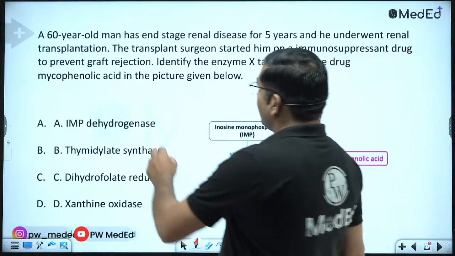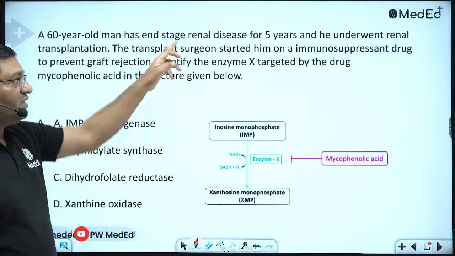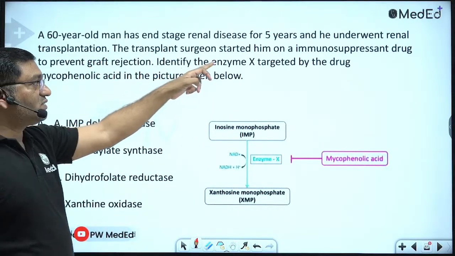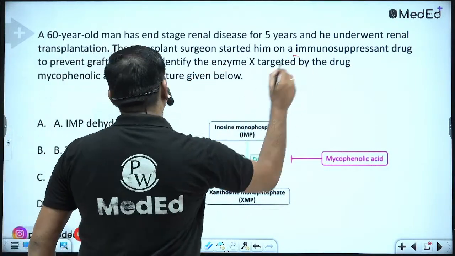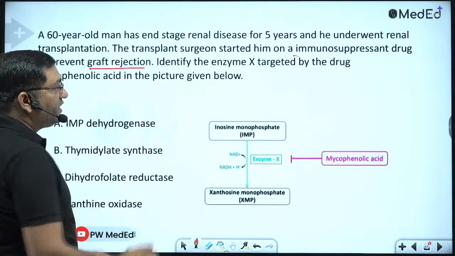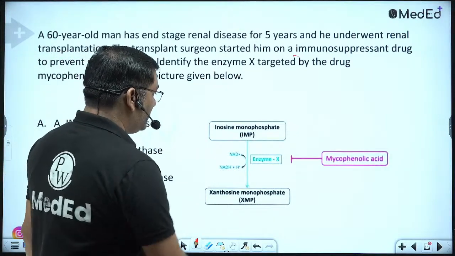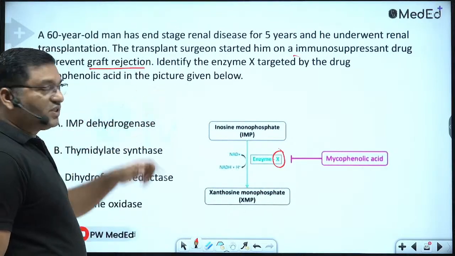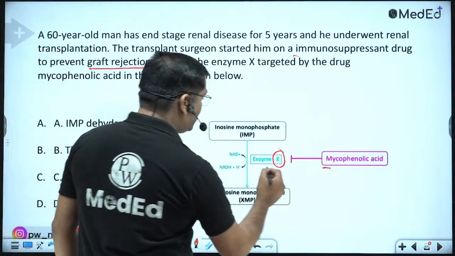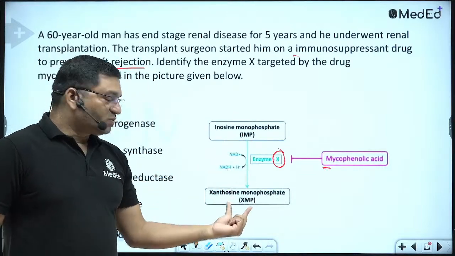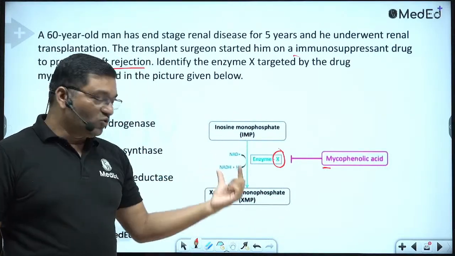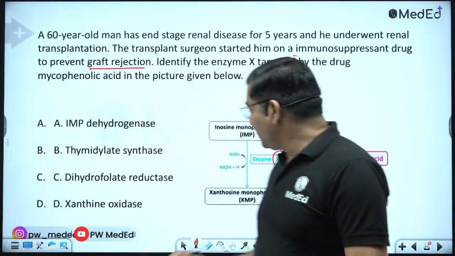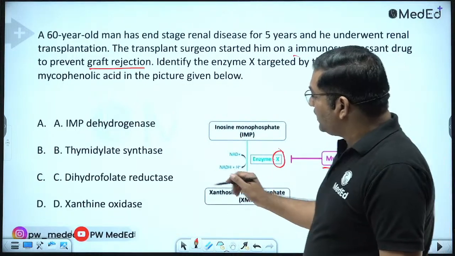Now see this. A 60-year-old man has had end-stage renal disease for 5 years, and he underwent renal transplantation. The transplant surgeon started him on an immunosuppressant drug to prevent graft rejection. Identify the enzyme X targeted by the drug mycophenolic acid in the picture given below. Mycophenolic acid inhibits inosine monophosphate dehydrogenase, which converts inosine monophosphate into xanthosine monophosphate. It is an uncompetitive inhibitor of this enzyme, IMP dehydrogenase.